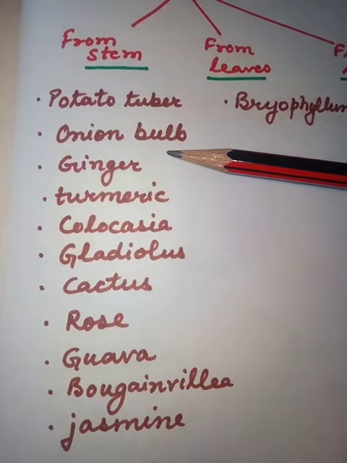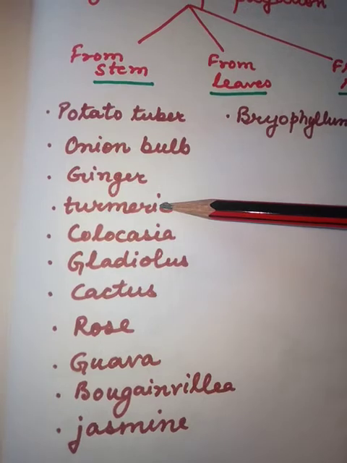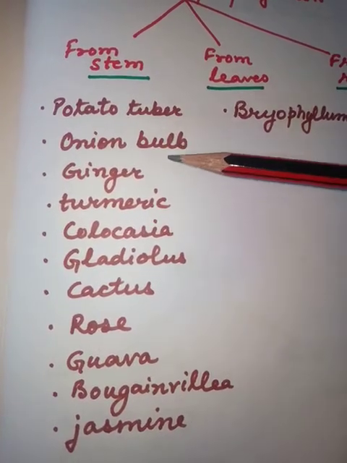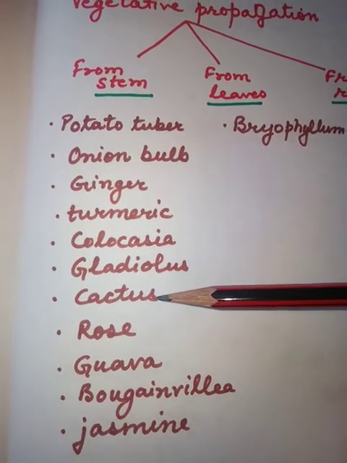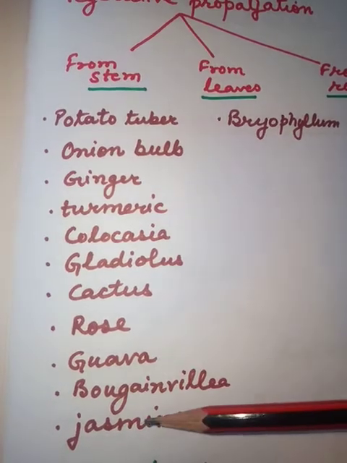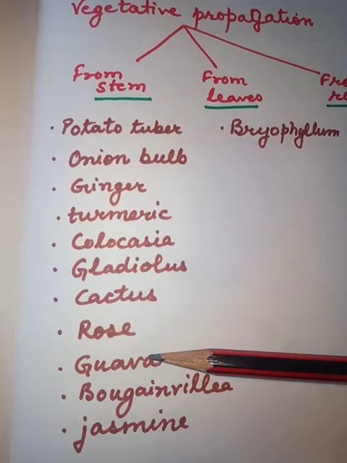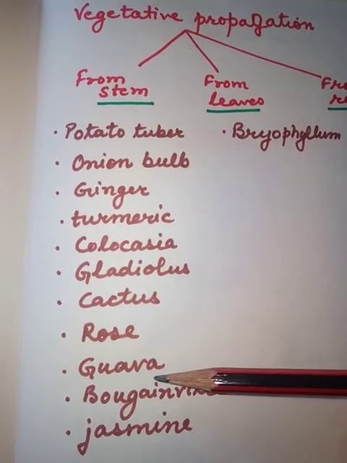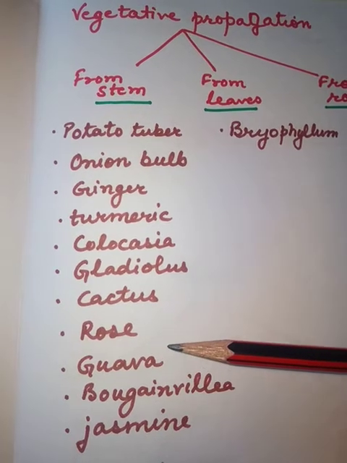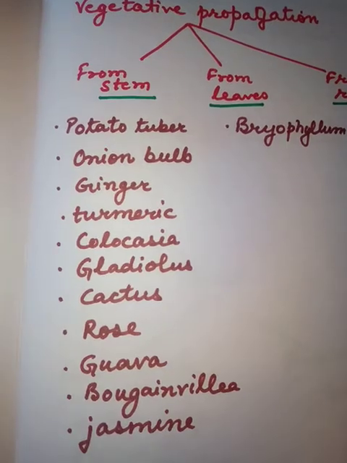We have some other examples of vegetative propagation from stem like ginger, turmeric, colocasia, gladiolus, cactus. In all these, vegetative propagation from stem takes place. Rose, guava, bougainvillea, jasmine are also the examples of vegetative propagation. But in rose, guava and bougainvillea, we do grafting method also. So by grafting method, new plants can be grown, and in jasmine we do layering.